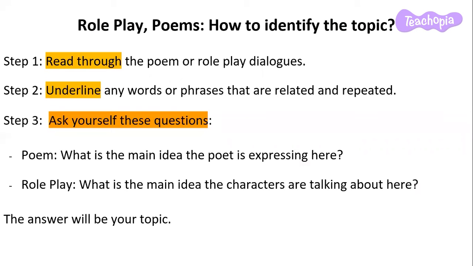These are a few steps that can be undertaken to identify whether a text in written form is either a poem or a role play. First, we need to read through the poem or the role play and underline the words that we find most important, namely keywords. And then ask ourselves what this is talking about, or what the main idea is that the poet wishes to convey through a poem, or the main idea that is dealt with in a role play. The answer will be your topic, the topic that you need to talk about and teach the learners.